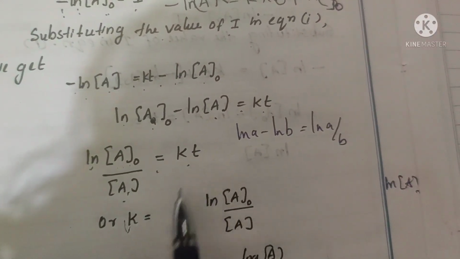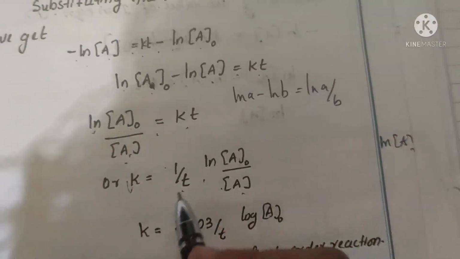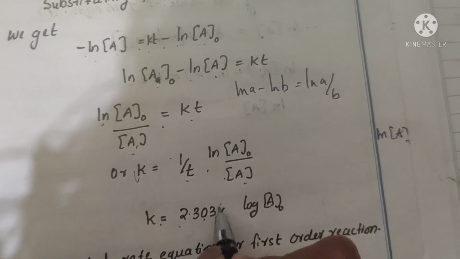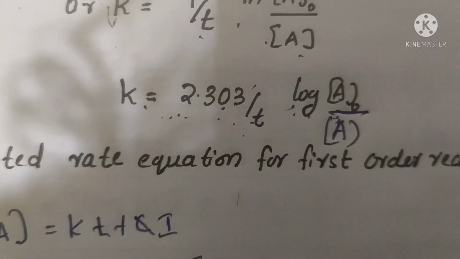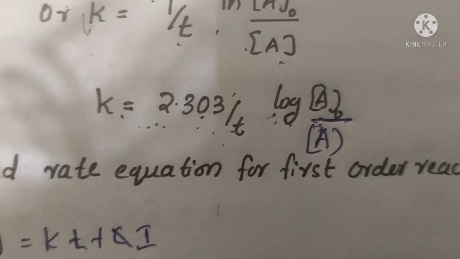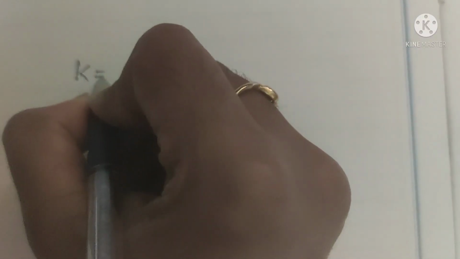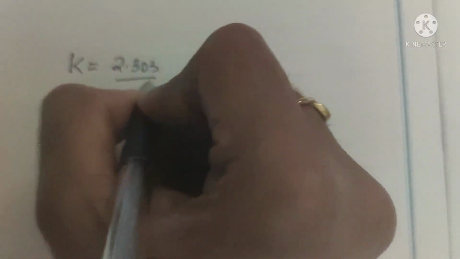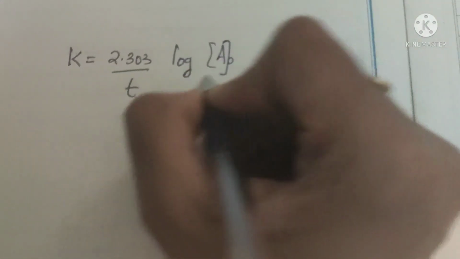Or we can write k equals 1 by t into log [A]0 by [A]. Converting to logarithm base 10, we get k equals 2.303 by t log [A]0 by [A]. And this equation, k equals 2.303 by t log [A]0 by [A], is the integrated rate equation for first order reaction.